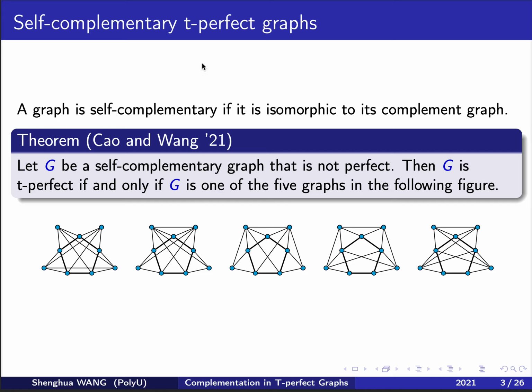A graph is self-complementary if it is isomorphic to its complement graph. And we can characterize the self-complementary T-perfect graphs that are not perfect, and those are all of these 5 graphs here. Our research is related to the T-perfect graphs, and T-perfect graphs come from the stable set polytope of graphs.